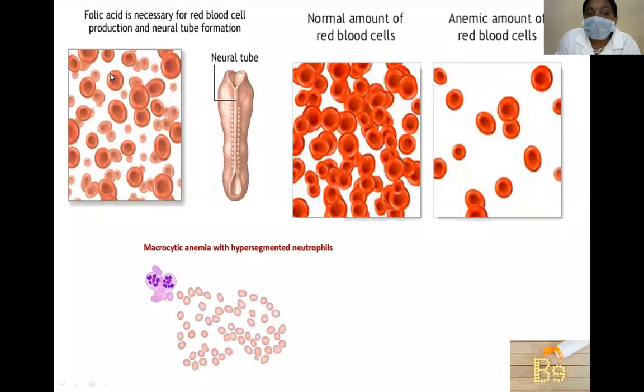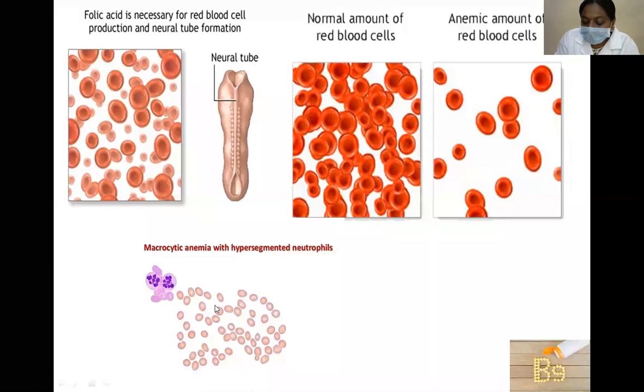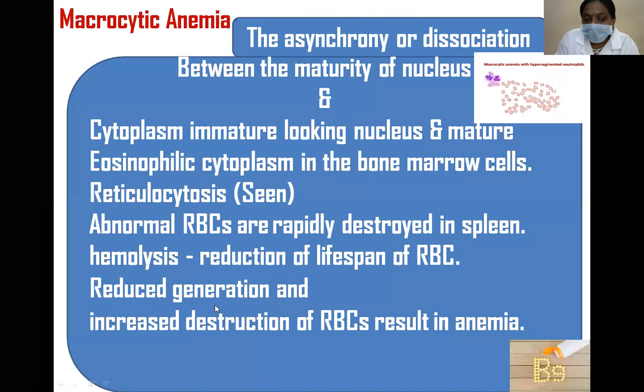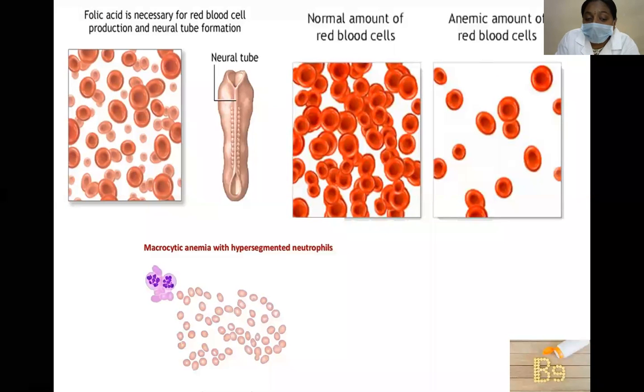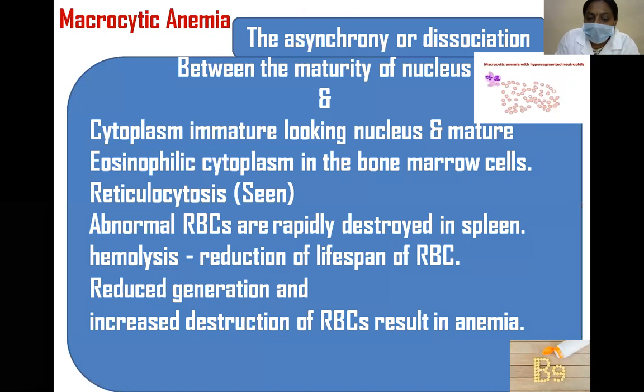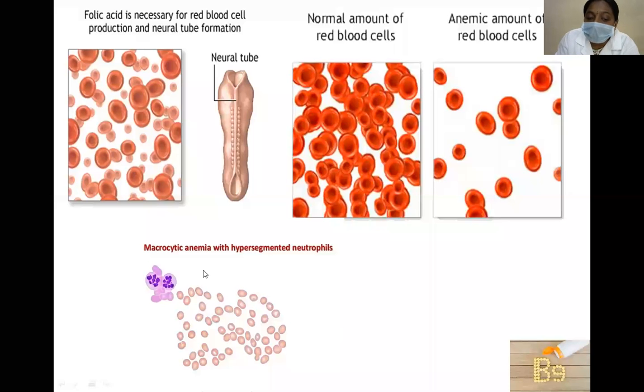Folic acid is mainly necessary for RBC production and neural tube formation. This is the normal amount of RBCs, the anemic amount of RBCs, macrocytic anemia with hypersegmentation of neutrophils. Finally, hemolysis, reduction of the lifespan of RBCs, and increased destruction of RBCs finally result in anemia.